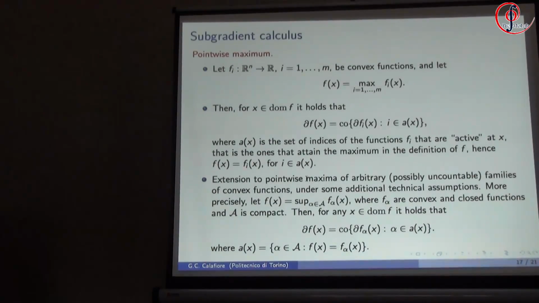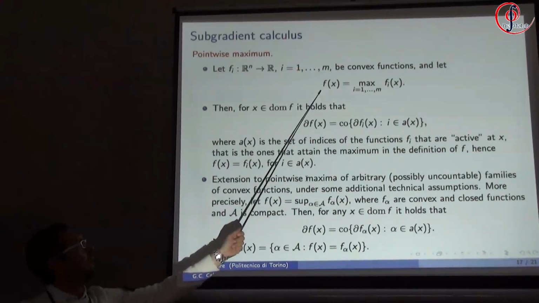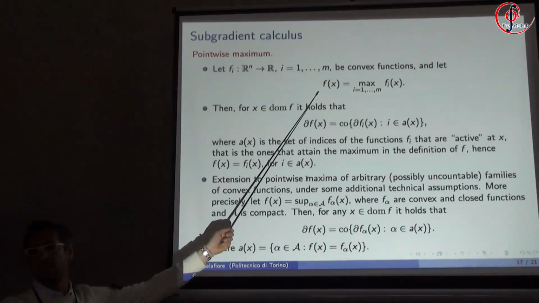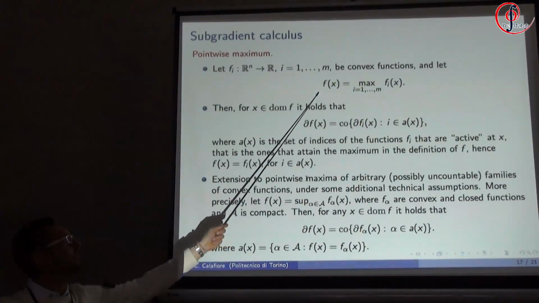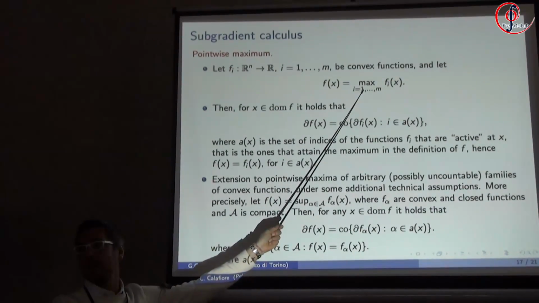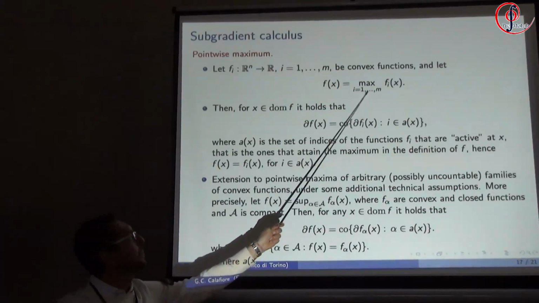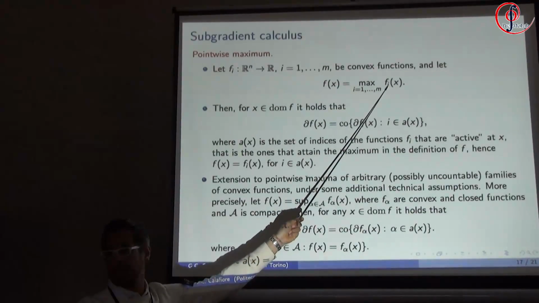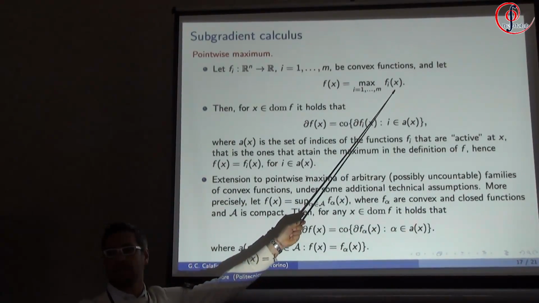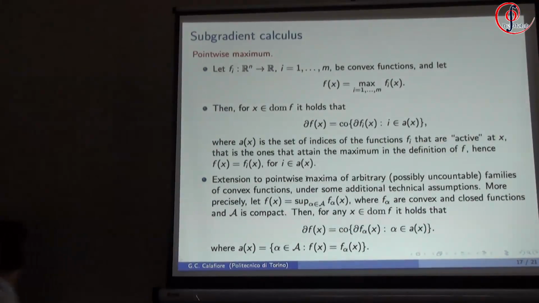Another very interesting rule for subdifferentials is the so-called pointwise maximum rule. In this case, suppose that our function f is given by the pointwise maximum of a bunch of convex functions f_i of x. Okay, so it's the pointwise maximum.